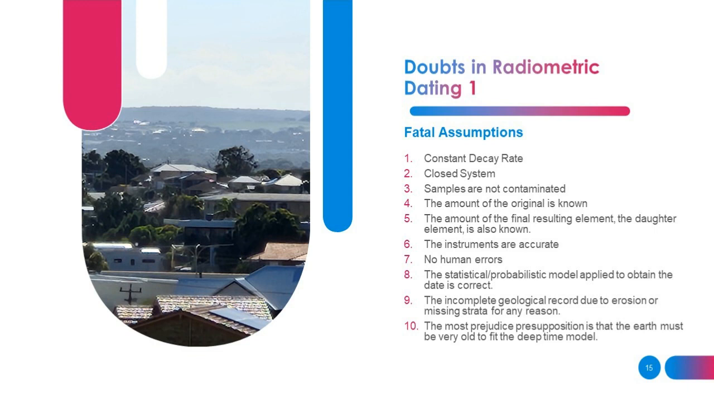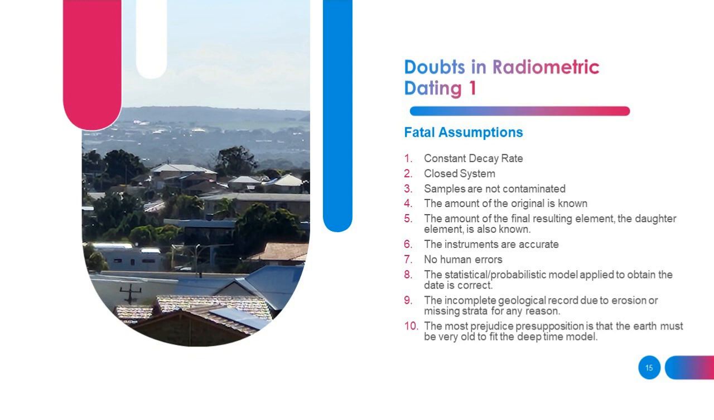Samples are not contaminated. When I go in the field, I collect the samples, I could contaminate the samples very easily. The amount of the original element, which we call the parent element, because now we are gender neutral, we know that the amount of the parent element in the rock is fixed. We don't know that. We assume that the amount of the parent element is known.